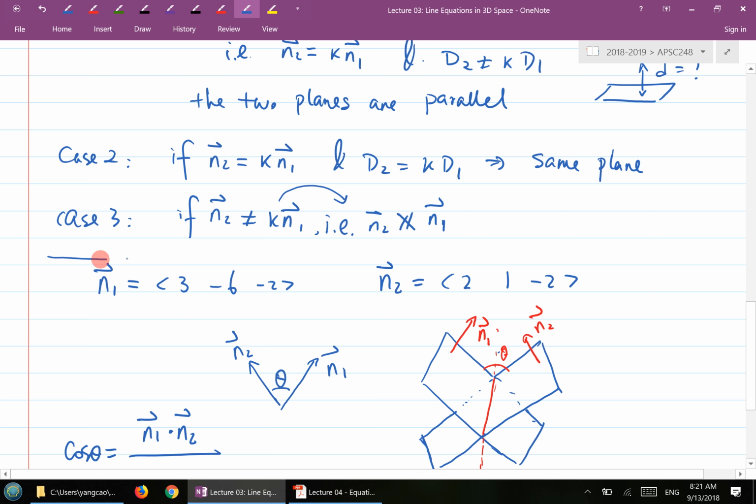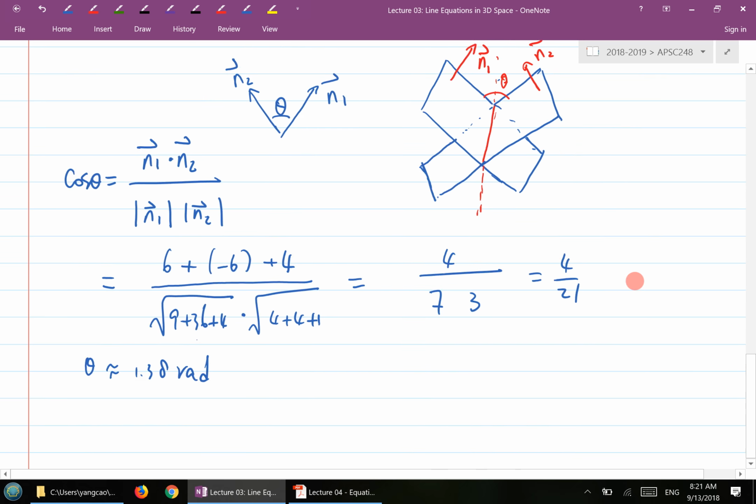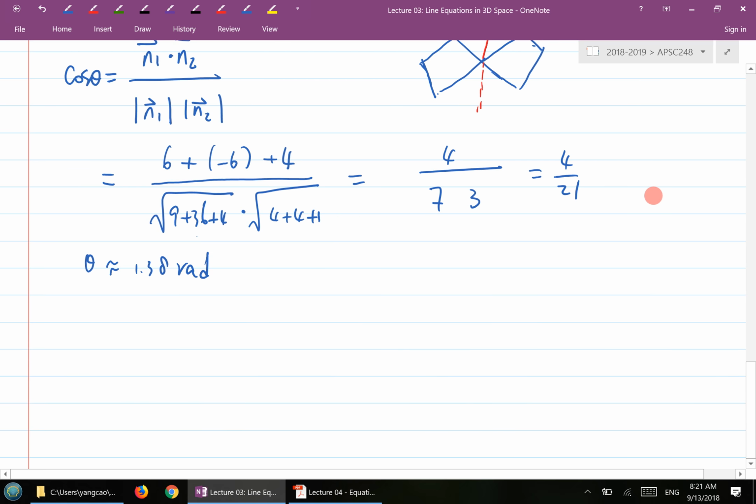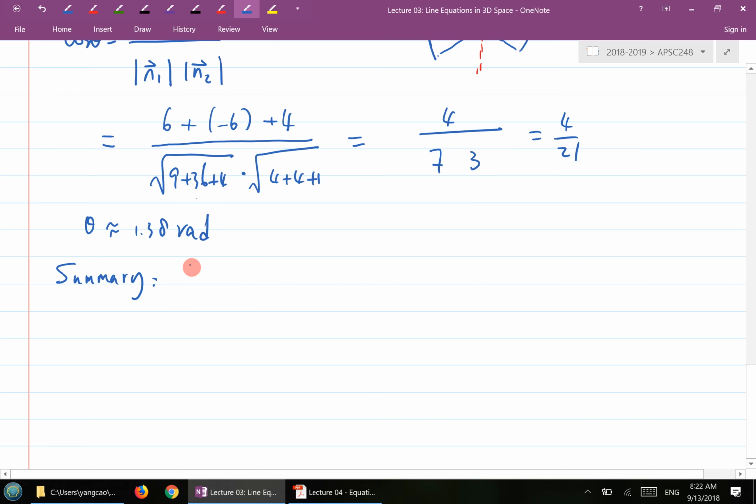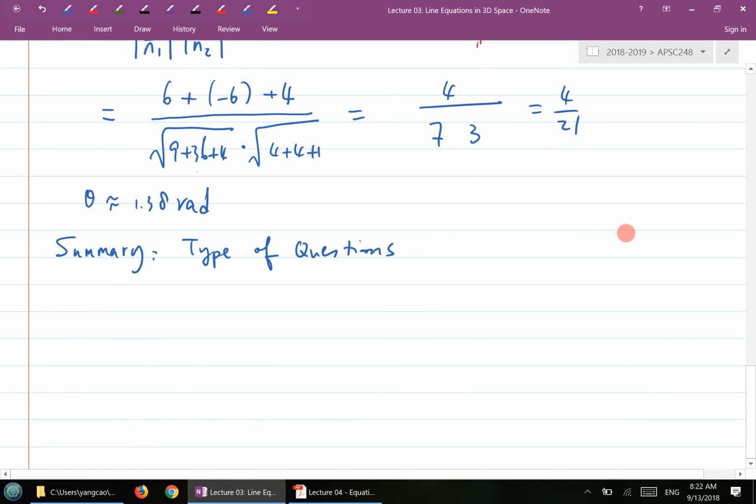Good. Okay, so let me do a quick summary here. We'll actually come back to plane equations once we finish the line equations. A lot of time we mix the line equations and the plane equation together in the typical type of question here. But let's do a little summary. Let's think about just what type of questions could possibly arise in terms of the planes.